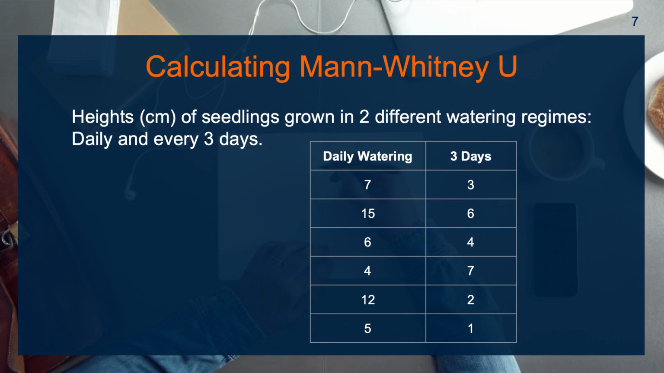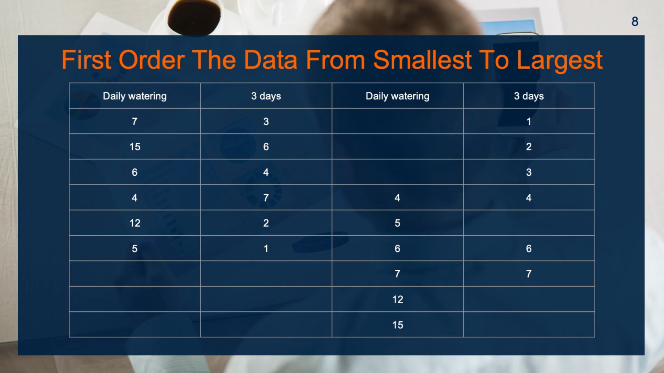So if we have a look at how it's calculated, this will show you a bit more about what that actually means. Here we've got some data of an experiment looking at growth in seedlings of a plant with two different watering regimes. In one of the regimes, the plants are watered daily, and in the other one, they're watered every 3 days. And so we've got a bit of data there for each of those. What we then do is we take the data and order the data from smallest to largest. That's over the entire data set of both of the growing conditions that we've got.